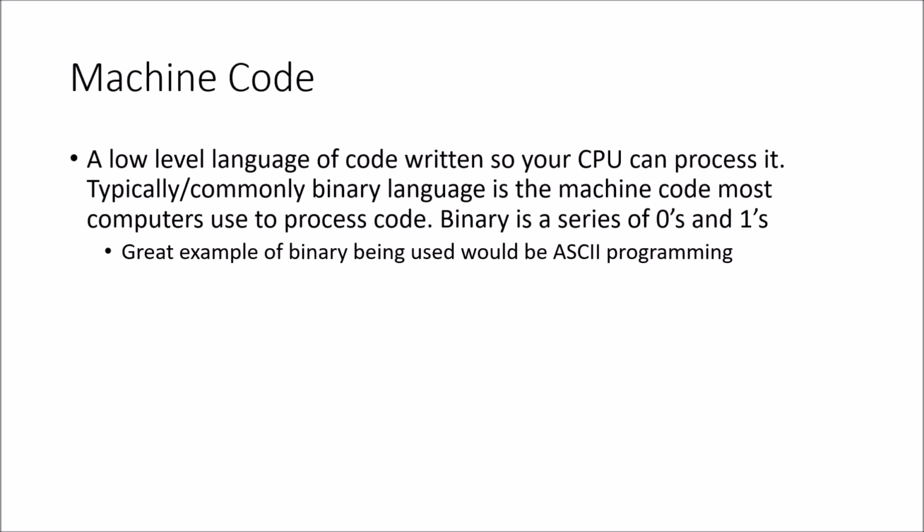So we had mentioned machine code a lot. Machine code is commonly binary. Now I say commonly because you could be working with a quantum computer or whatever. Like, who knows? I'm going to stick with binary because that's generally what you're going to run into. Most machines that I'm aware of are going to be thinking of machine code as binary. A great example of a use of binary would be ASCII programming. I've never done any ASCII programming, but I know it's all binary based.